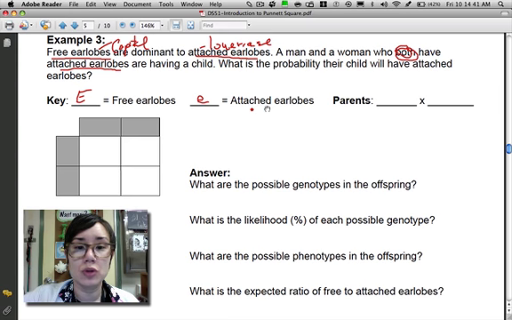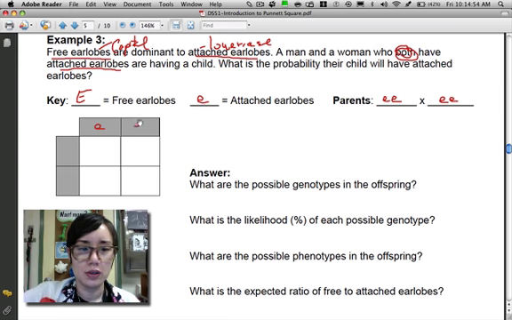Well, attached earlobes are recessive. There's only one way to see a recessive phenotype, and that's to have 2 lowercase letters. So I know that both of my parents are little e, little e. So let's go ahead and fill in our Punnett square. I have little e, little e, little e, little e.